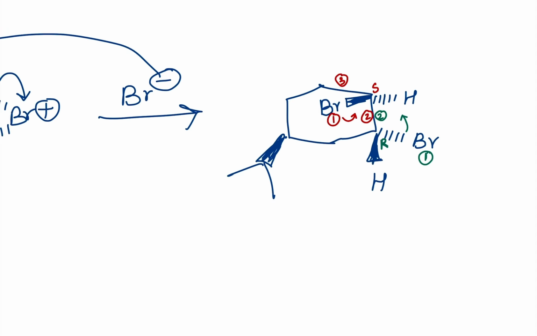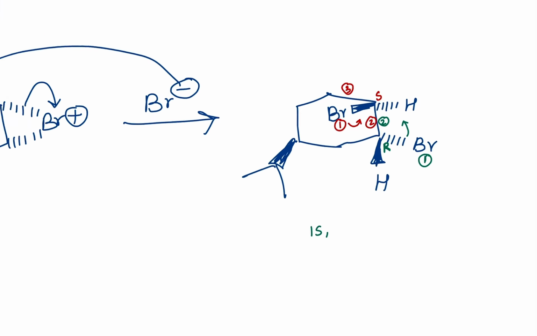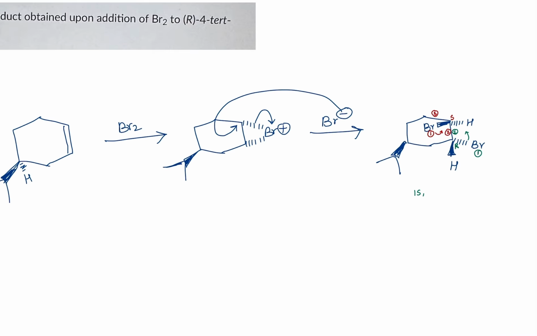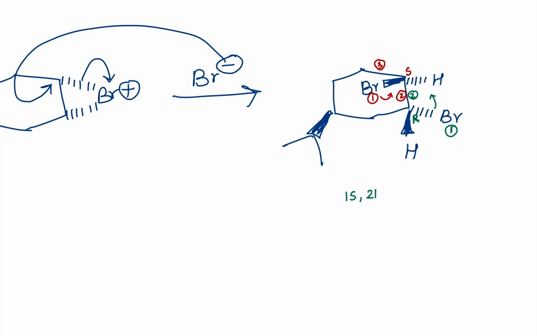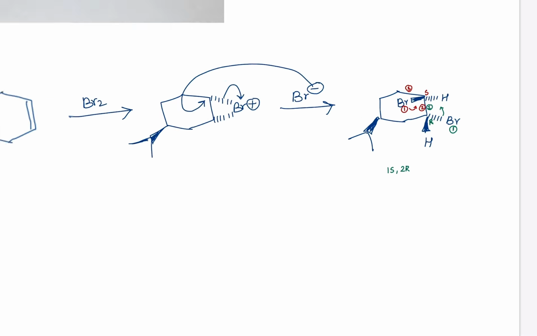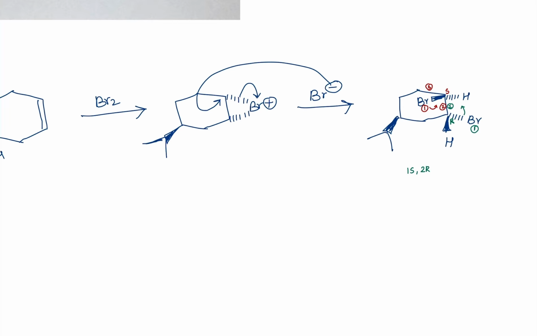Okay, so when we put this together, we have the S configuration at the first carbon, and then the R configuration at the second carbon. And there is nothing happening here, so that should remain as 4R. So those are going to be the configurations here.